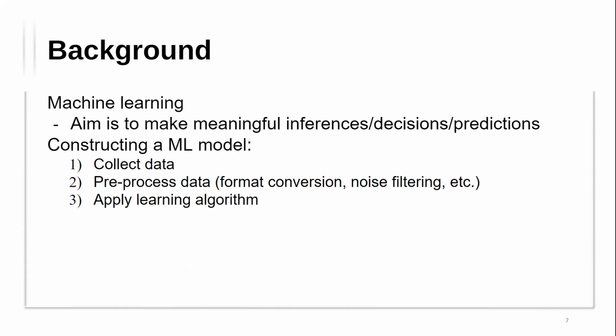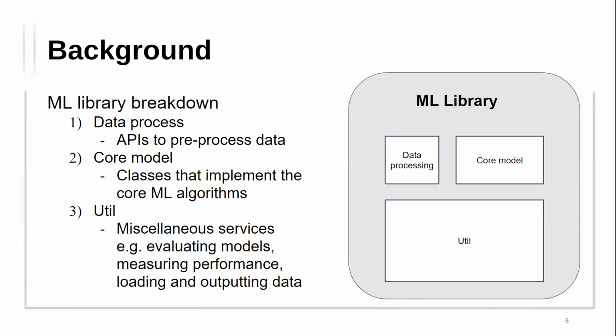Next, we talk about machine learning, the other point of this whole thing. The aim of machine learning is to make meaningful inferences given some pre-existing data. And there are three steps to constructing the machine learning model. You collect the data first, but the data itself cannot be applied directly. Instead, you have to pre-process the data. For example, you might have to remove noise, you might have to change the format to make it suitable for the model, and so on. And finally, once you have this clean processed data, you apply the learning algorithm and you get your model.